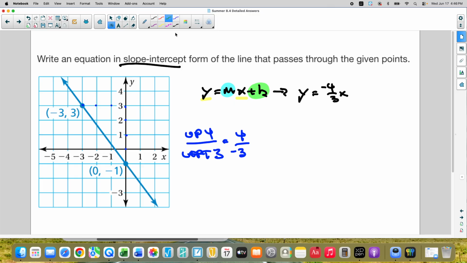Now my y-intercept is where it crosses the y-axis. Where does it cross the y-axis? At -1. So my y-intercept is going to be -1. So the equation in slope-intercept form for the line that passes through the given points is y equals -4/3 x minus 1.